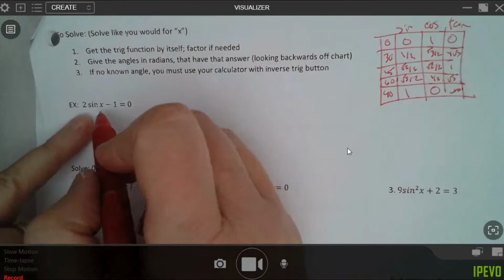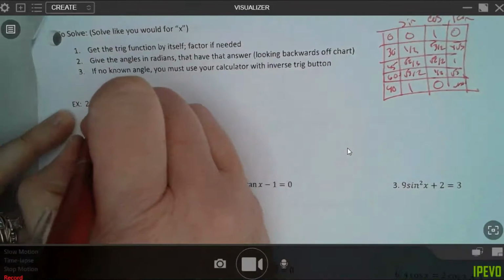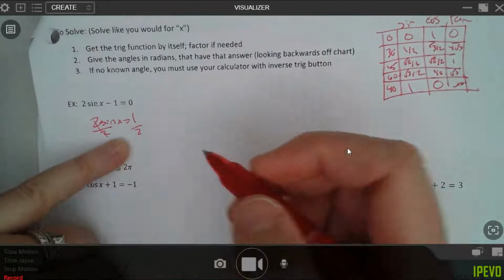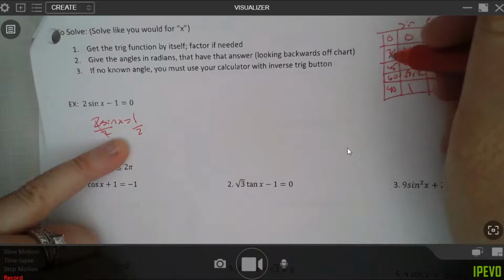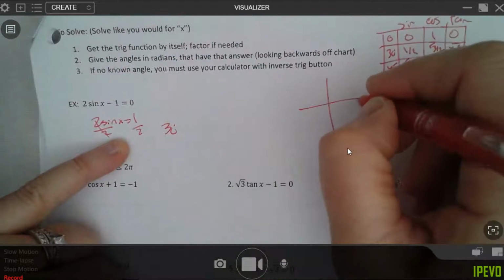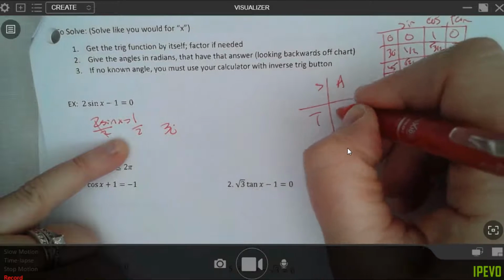So I'm going to solve this. So add my 1 and then divide my 2. So we need to know where sine is equal to 1/2. So you look on here, sine equals 1/2 at 30 degrees. So sine is 30 degrees, and then it's also positive in the second quadrant.